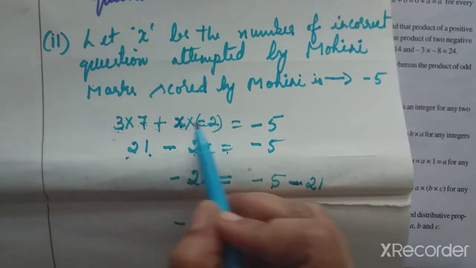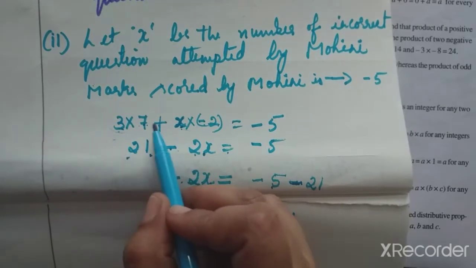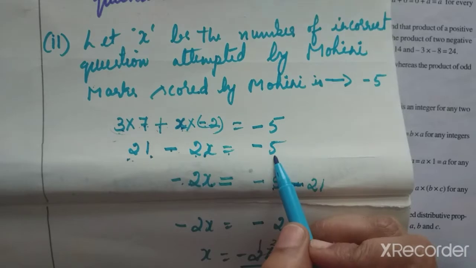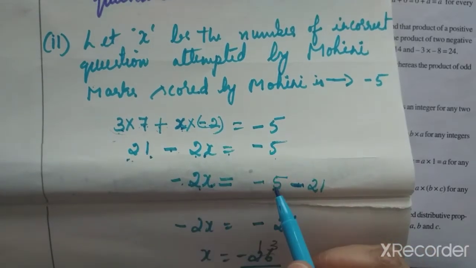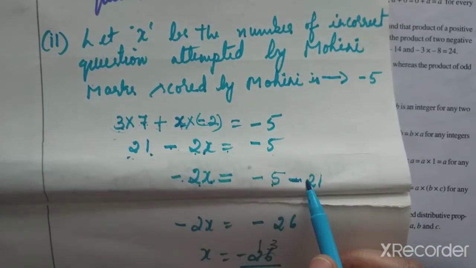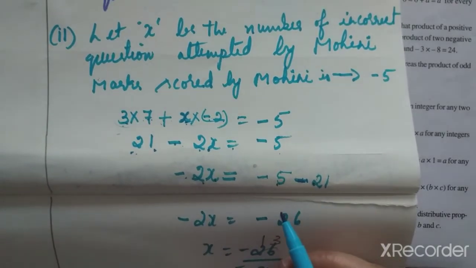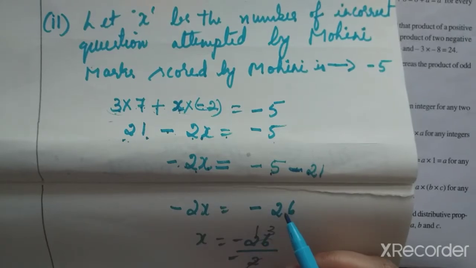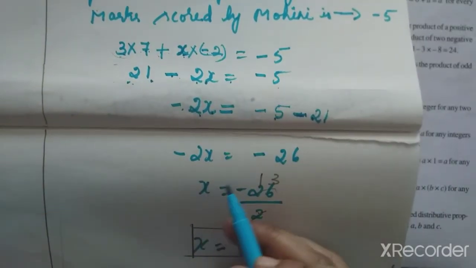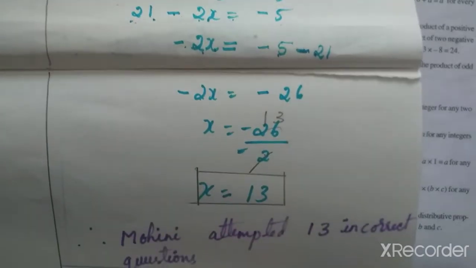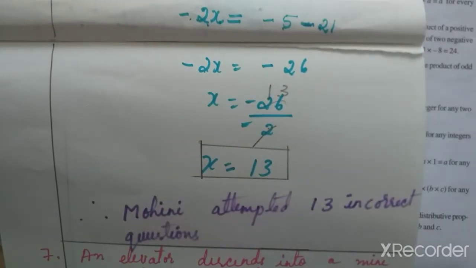Okay. So together she got minus 5. 3 sevens are 21. Plus into minus is minus. X 2s are 2x, equals minus 5. Minus 2x equals minus 5, and plus 21 will become minus 21. So minus 2x equals minus 5 minus 21; same symbol means we have to add, minus 26. Therefore x equals minus 26 divided by minus 2. 2 ones are 2, 2 thirteens are 26. Therefore x equals 13. Therefore Mohini attempted 13 incorrect questions.